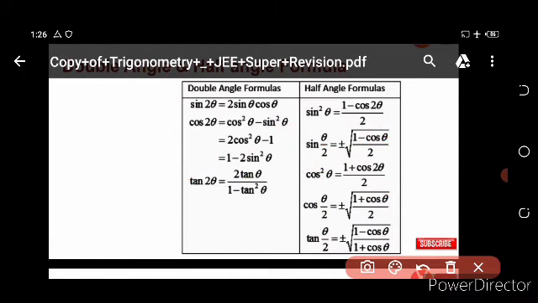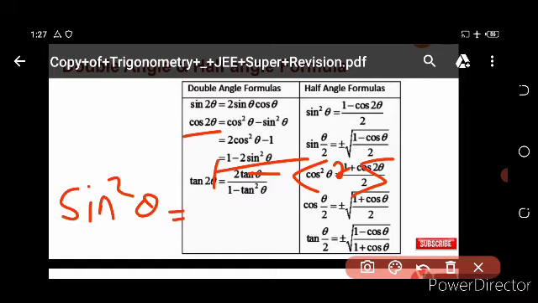Okay. Then tan 2 theta is equal to 2 tan theta upon 1 minus tan square theta. Then come to sin square theta. We know cos 2 theta is equal to 1 minus 2 sin square theta. So 2 sin square theta is equal to 1 minus cos 2 theta. Sin square theta is equal to 1 minus cos 2 theta by 2. That is, sin square theta is equal to 1 minus cos 2 theta upon 2.